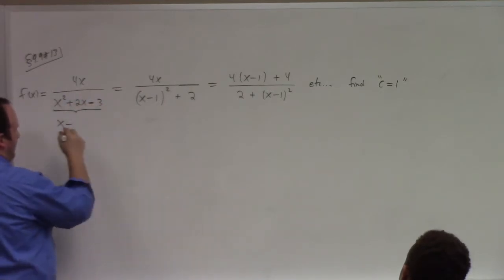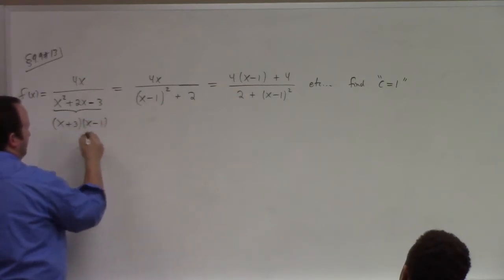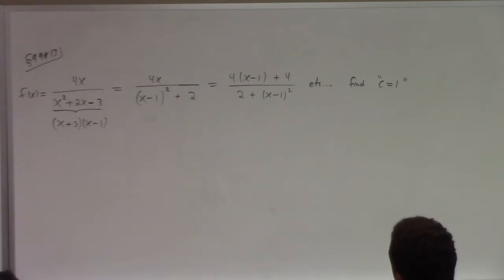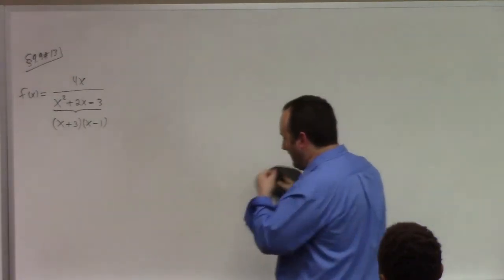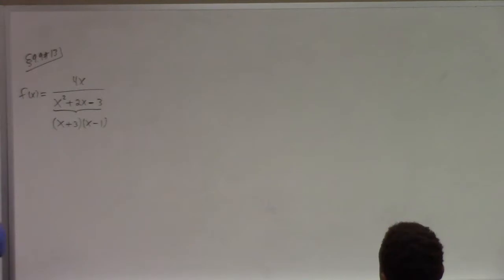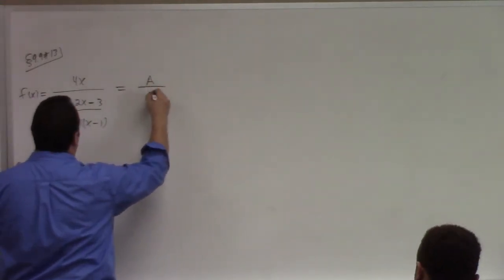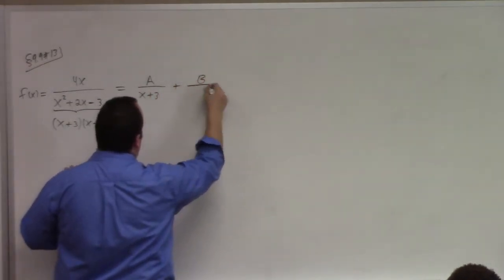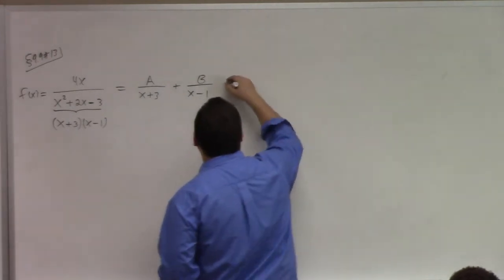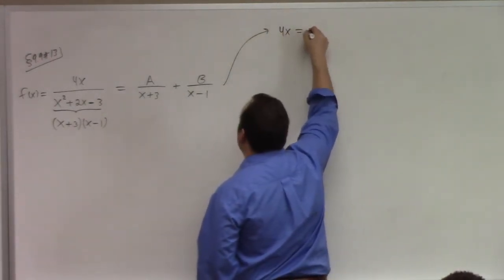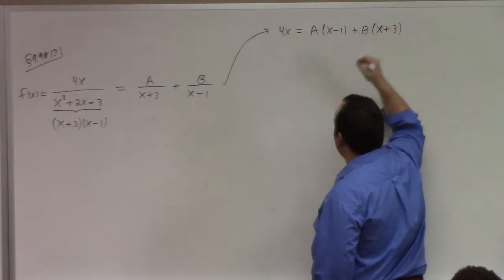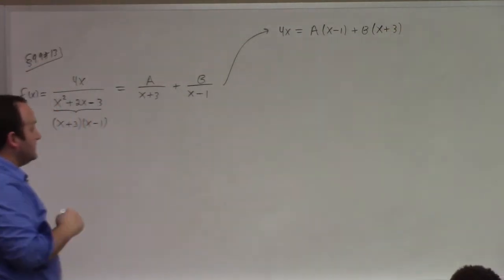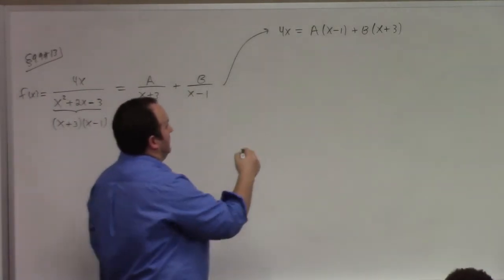See, all of a sudden that becomes reasonable, because that's plus 3 times x minus 1, right? Which means we can do partial fractions on it, and then we can apply the geometric series technique on each piece. All right? So let's go that route. Okay, so this should be equal to a over x plus 3 plus b over x minus 1. So that gives me 4x is equal to a times x minus 1 plus b times x plus 3. And what should I do next? Probably plug in 1 and minus 3, right?